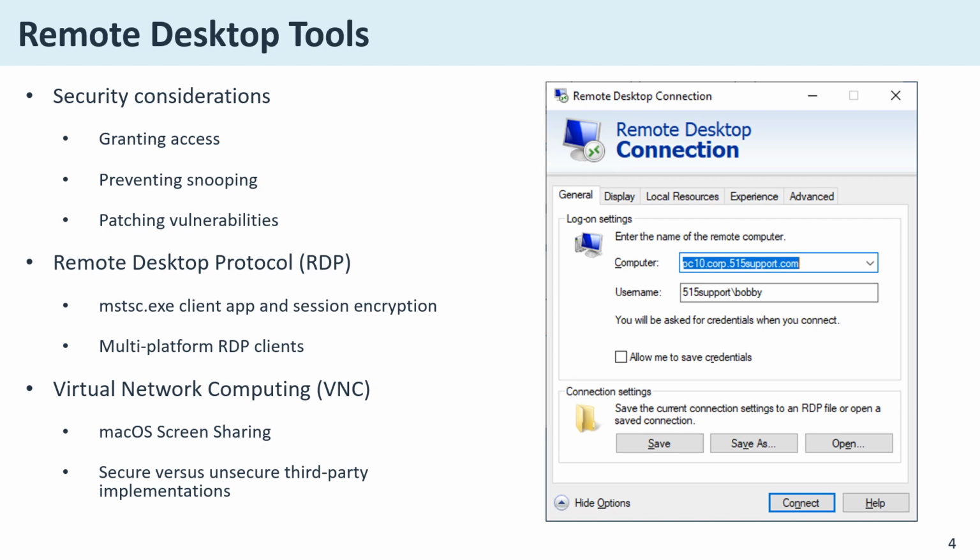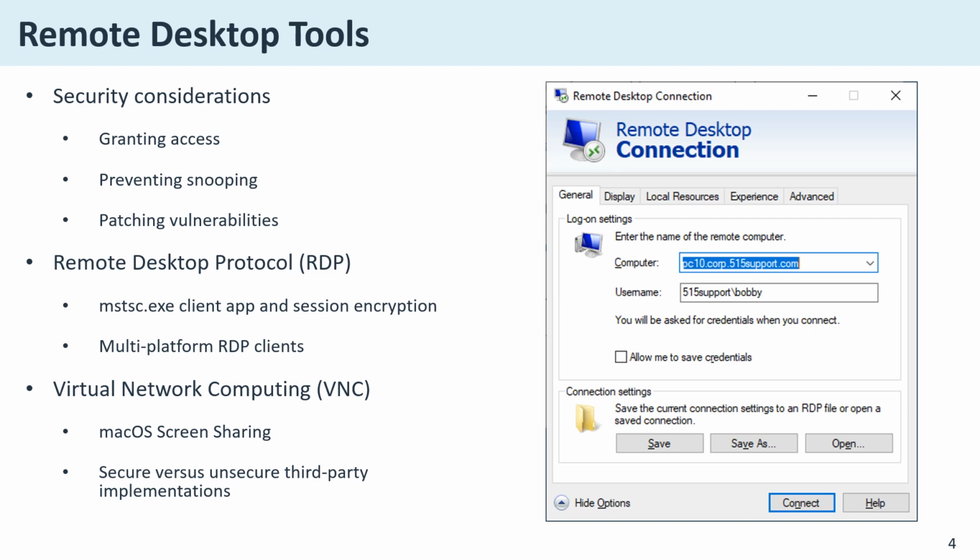Now, network level authentication, or NLA, is an additional authentication method that can be enabled to provide a layer of security before establishing a full RDP session. And again, this is something that would have to be configured before it can be used.